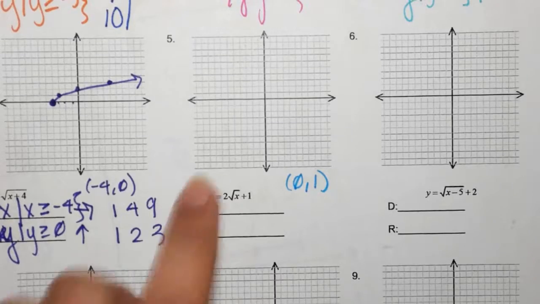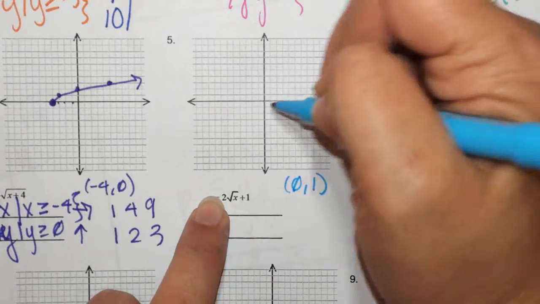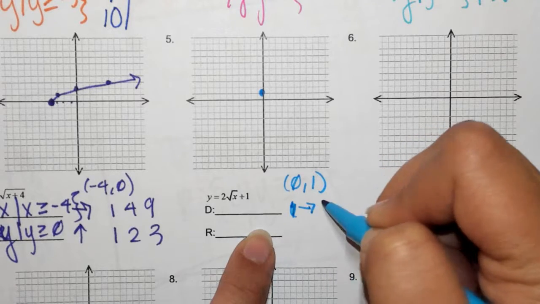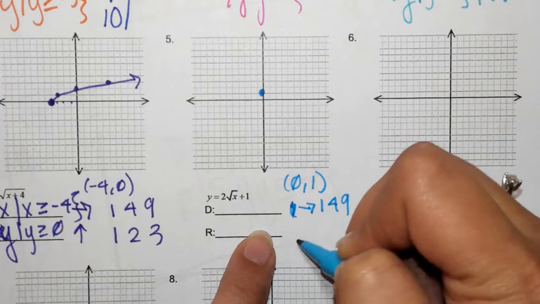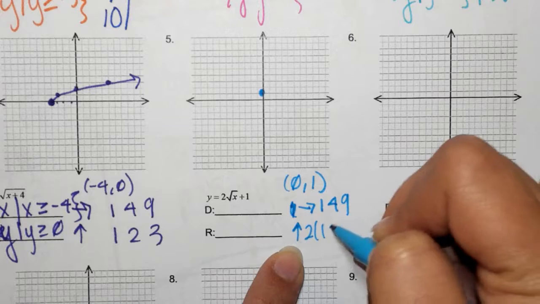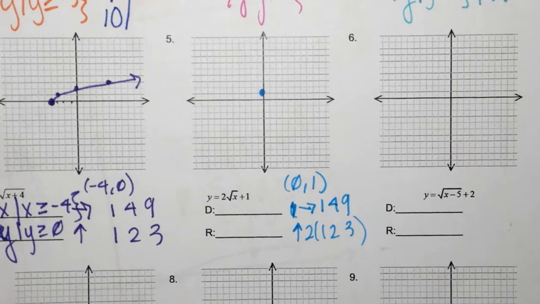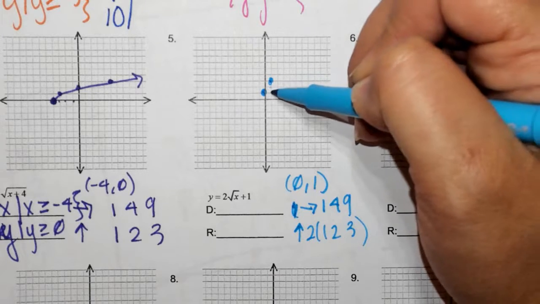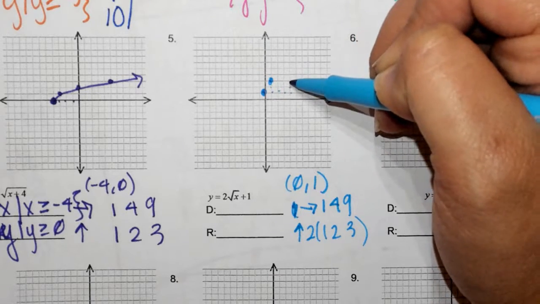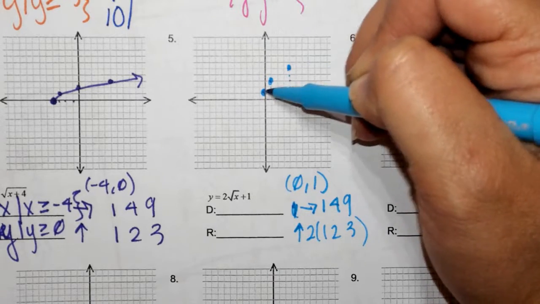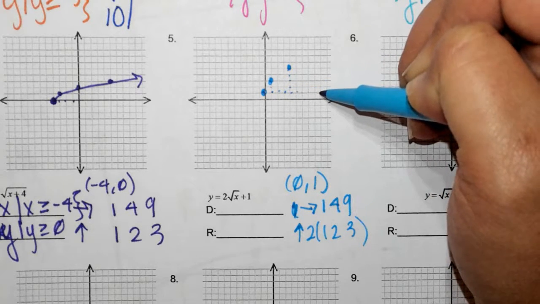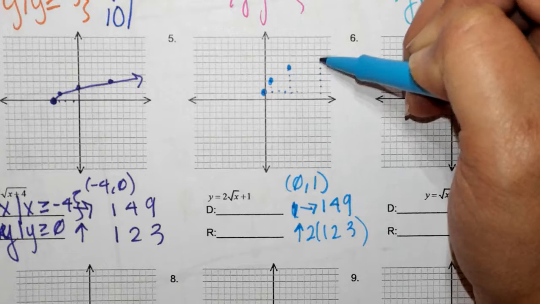Alright, 0, 1 is your vertex for number 5. So you should go up 1. And then it's right 1, 4, 9. Up 2 times 1, 2. So then you go right 1, up 2, right 1, 2, 3, 4, up 1, 2, 3, 4, right 1, 2, 3, 4, 5, 6, 7, 8, 9, up 1, 2, 3, 4, 5, 6.